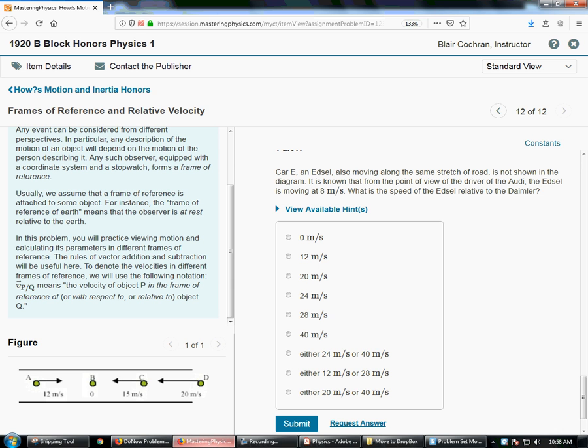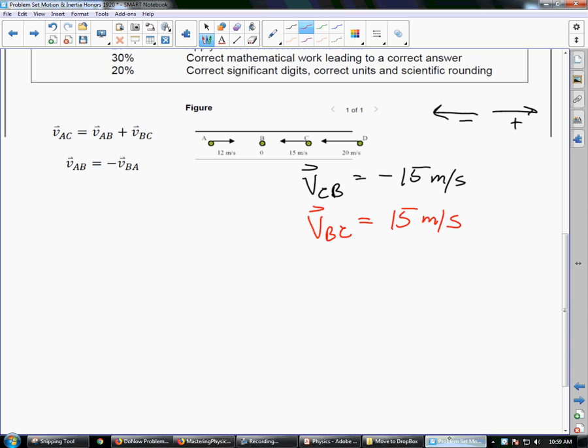so let's look at the last one here. The Edsel moving on Stitch Road and not shown in the diagram is known from the point of view of the driver of the Audi. The Edsel is moving at 8 meters per second. So, velocity of the Edsel with respect to the Audi.